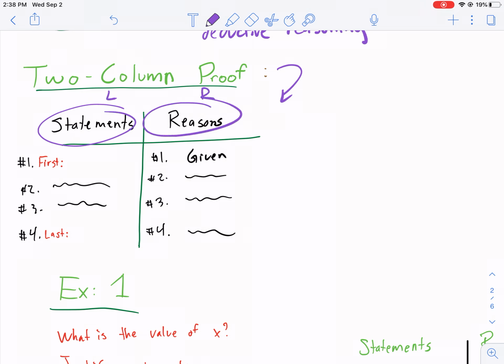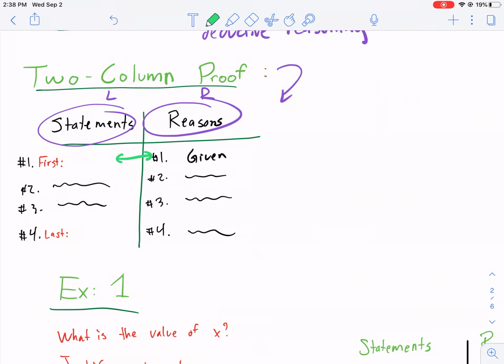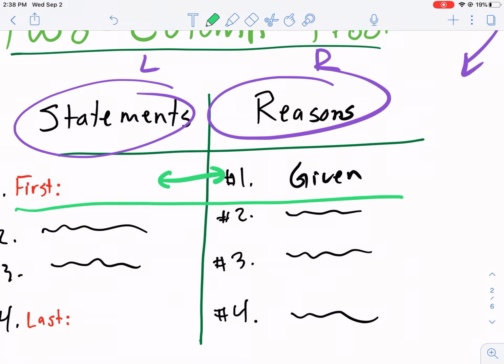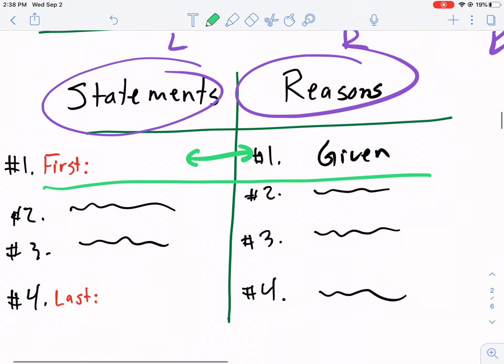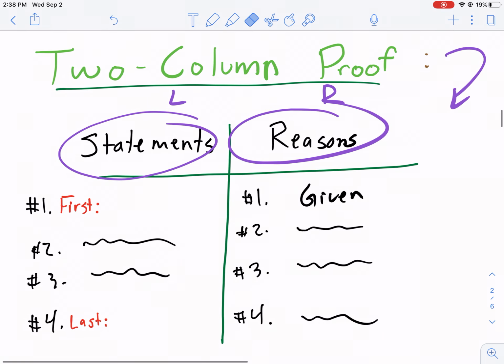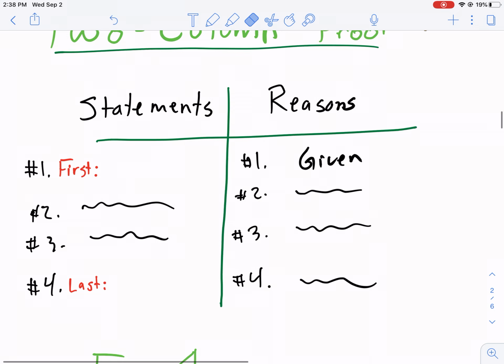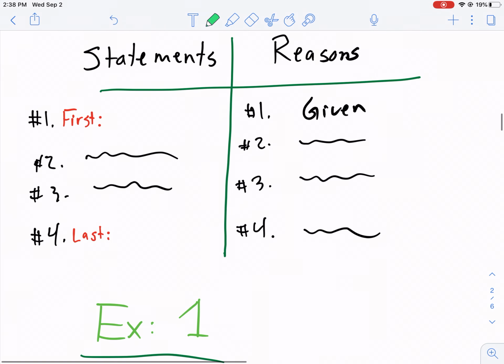Reasons are justifications for the statement on the left. So all these things are correlated. This statement right here matches the reason on the right. This statement here matches the reason on the right. So it's a pretty predictable pattern. It's just a good way to organize information. That's a two-column proof right here. If you want to write something down for that, that's great, but just understanding this is the important part.